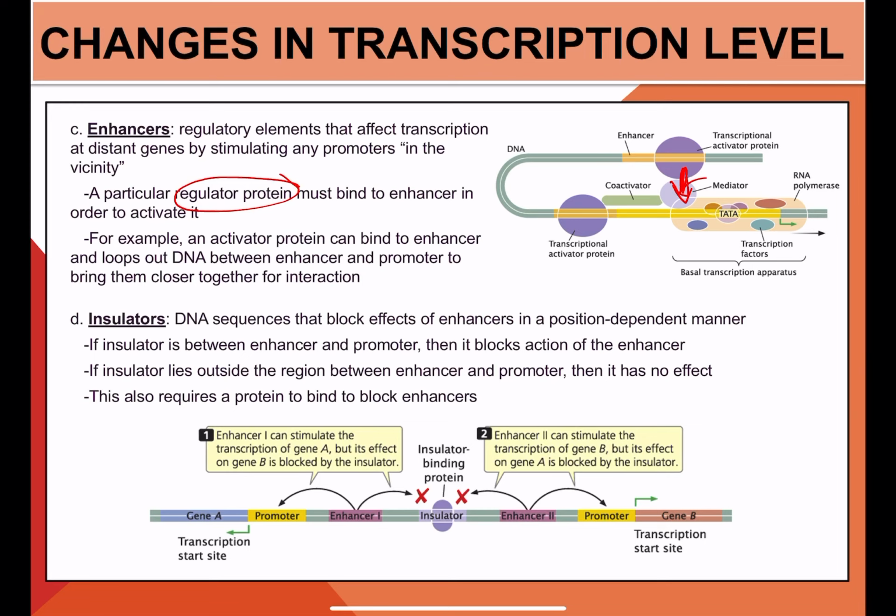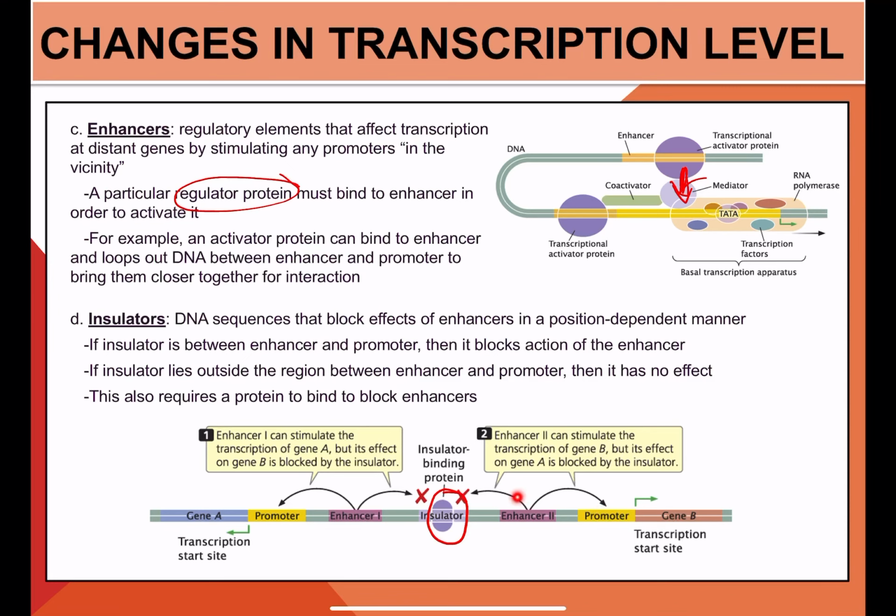Okay, that's why it's called an insulator. It's like it's insulating the effects of the enhancer from the genes that are in the vicinity. This can differ by the position of the insulator with respect to the enhancer. For example, you have an insulator right here that is between the enhancer and the promoter. So this enhancer cannot act on this promoter because there's an insulator in between.